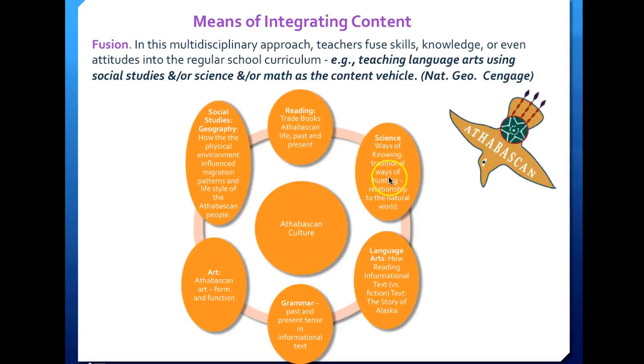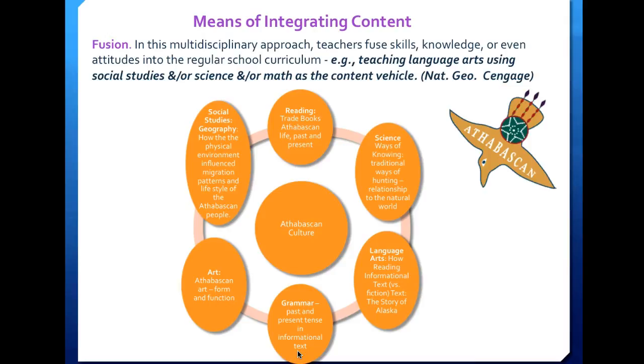Science: what are the traditional ways of hunting and their relationship to the natural world of subsistence? Language arts: again, reading skills and writing skills relative to the culture, information that students can manipulate through reading and writing. Grammar, even looking at past tense, grammar as what used to be as opposed to what is, and doing comparisons and contrasts: what did traditional life used to look like? What does life in an Athabascan community look like now?